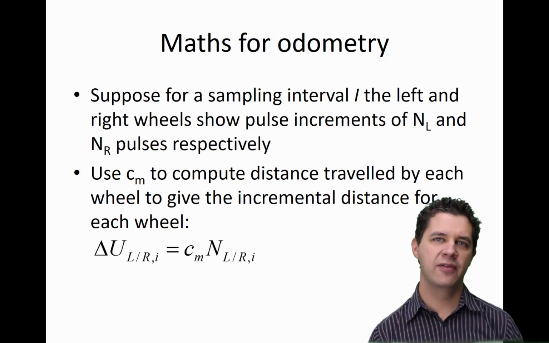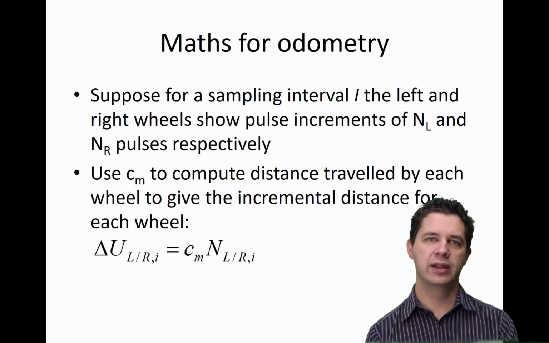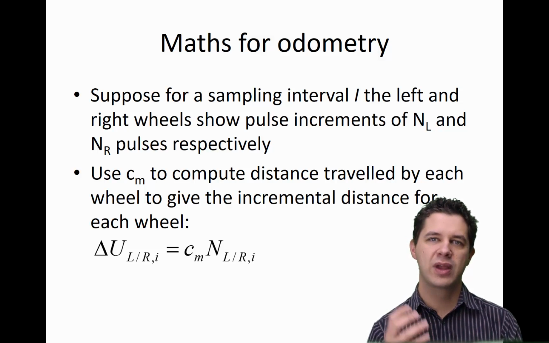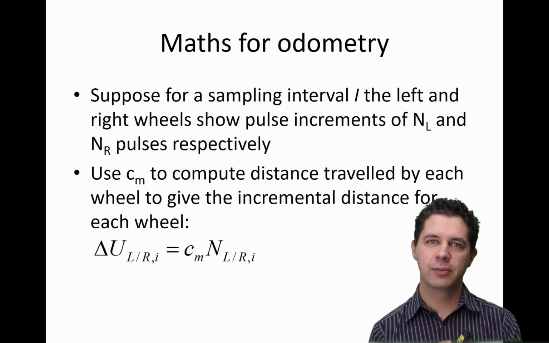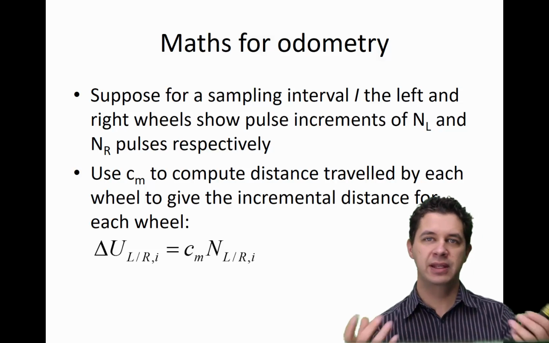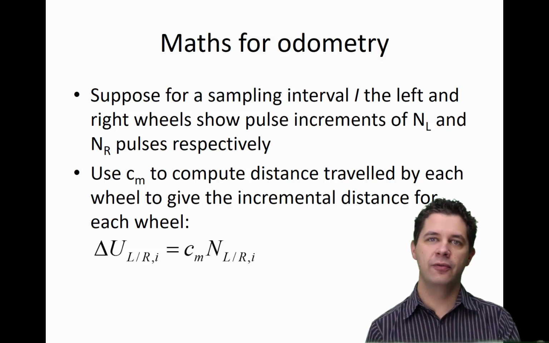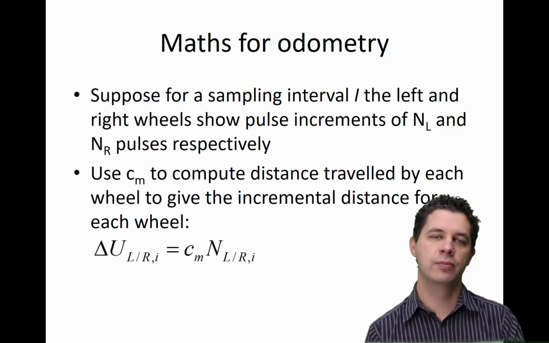But essentially what we have is some sort of a sampling interval at which we sample our left and right wheel encoders. And we have a number of pulse increments for the left and right wheels respectively. So we might be sampling this every 10 milliseconds or so, and in 10 milliseconds we might have had 5 pulses for the left wheel, 4 pulses for the right wheel, just for example.